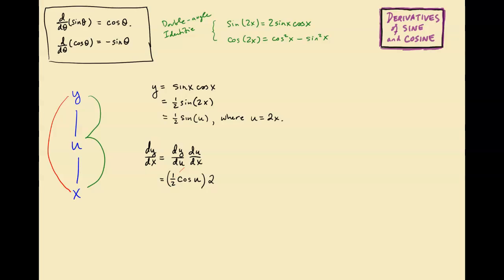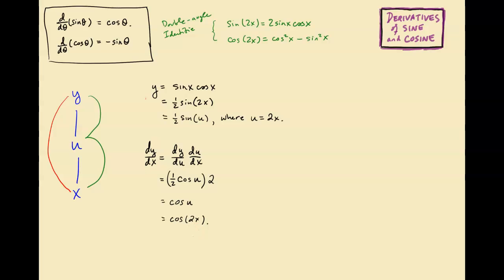And now this half and the 2 cancel out, and I'm left with cosine of u, which looks pretty simple, but the u is just a bit of scaffolding that we introduced into the problem. We need to take it down and write the answer in terms of the original variables. We started off with y as a function of x, and we're looking for the derivative of y with respect to x. So I can't leave it in terms of u. To put it back in terms of x, we just go up to our little dictionary here. u is 2x, so I can just substitute that in and write that this is equal to cosine of 2x.